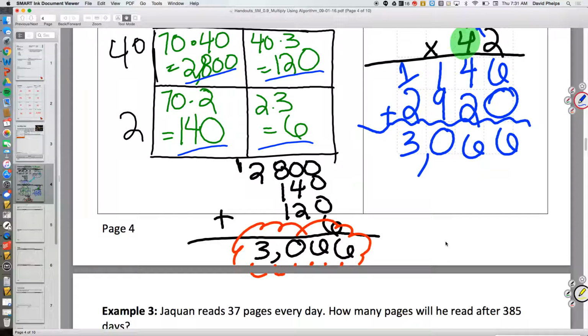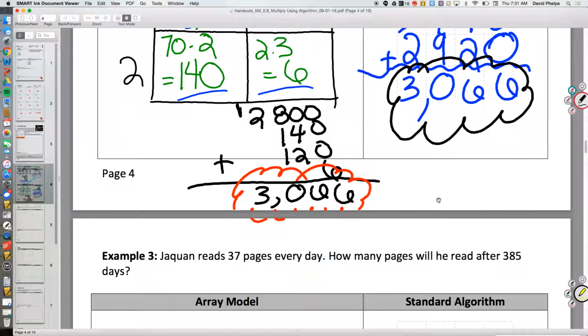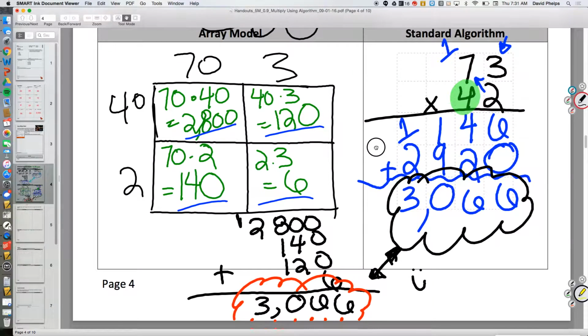Ladies and gentlemen, boys and girls, we got the same answer. Hallelujah, hallelujah. 3,066, which is the same thing we got with our array. Happy face, because thank goodness I didn't mess up. That's great. Make sure you've got all of this down before we move on.